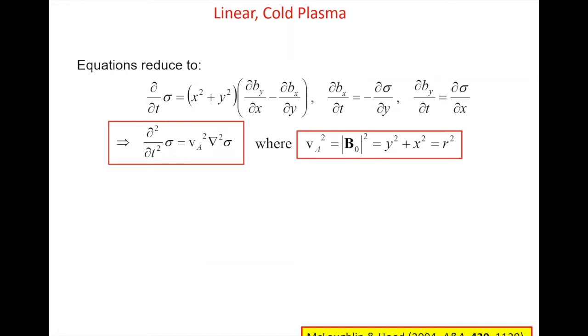So dt squared of sigma on the left, and then a spatially varying speed on the right. So that's the Alfvén speed here, VA. It's obviously related to the magnetic field. And here VA is just equal to r. So it's just equal to the distance away from the null point.